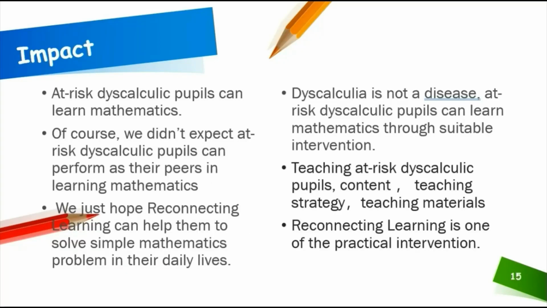So the impact of the Reconnecting Learning is that at-risk dyscalculic people can learn mathematics. Of course, we didn't expect the at-risk dyscalculic people can perform as their peers in learning mathematics. We just hope Reconnecting Learning can help them to solve simple mathematics problems in their daily life. And dyscalculia is not a disease. At-risk dyscalculic people can learn mathematics through suitable intervention. Teaching at-risk dyscalculic people, we must consider the contents, teaching strategies, and teaching material. And Reconnecting Learning is one of the practical interventions to help dyscalculic people to learn simple basic numeracy skill.